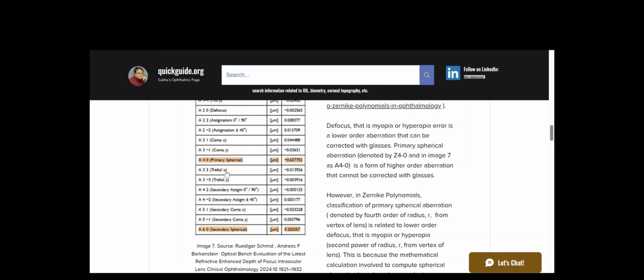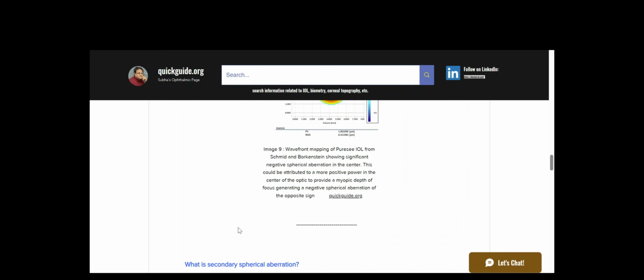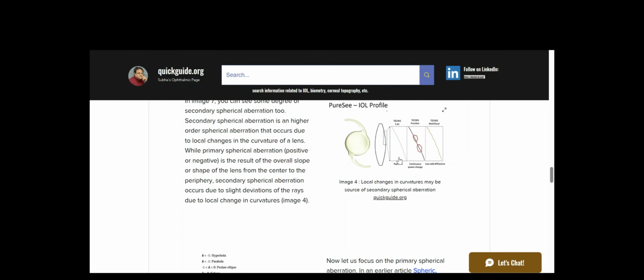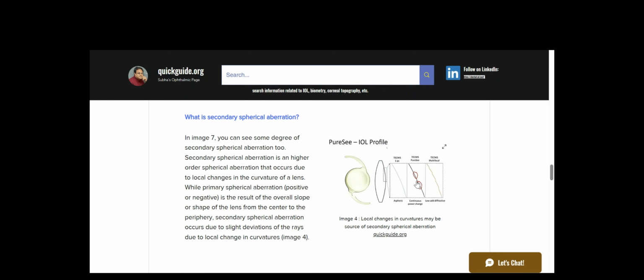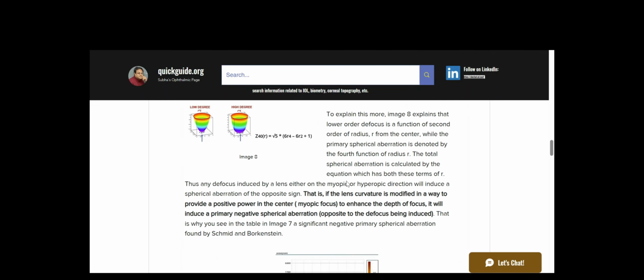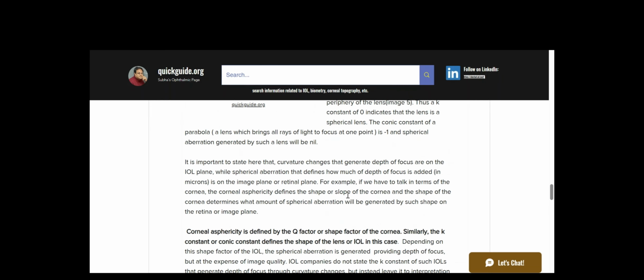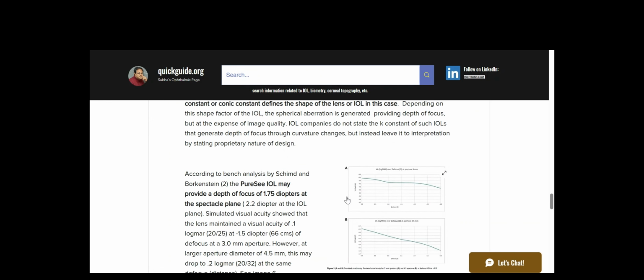So, the lower order spherical aberration in Zernike polynomials is 4-0. The secondary spherical aberration is 6-0. It happens because of local curvature changes, right? It's very fine local curvature changes, and I've taken this from the Tecnis PureSee company literature itself, that there will be some local curvature changes, and when rays actually pass through these local curvature changes, that will create some amount of secondary spherical aberration, and that is what we will actually find over here. So this might make interesting reading for you.